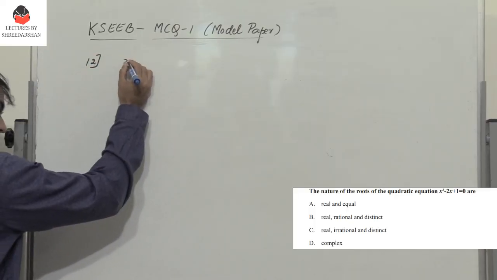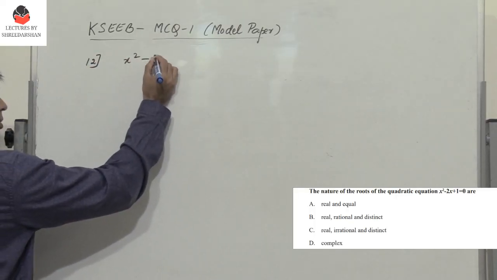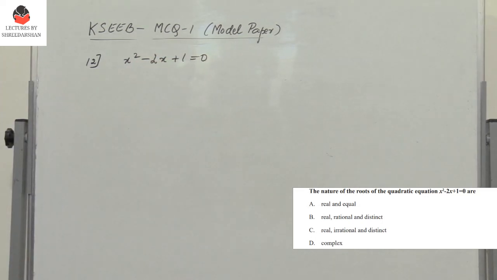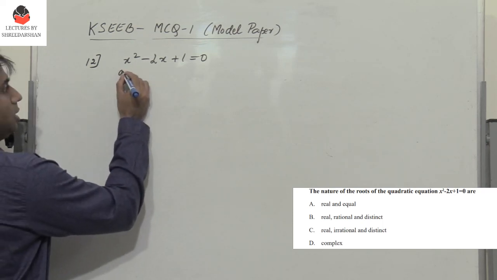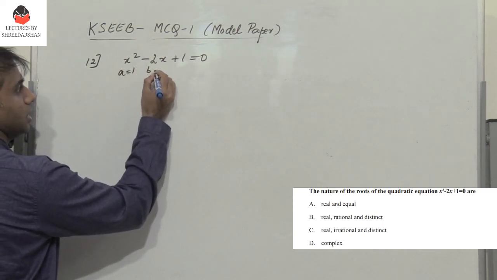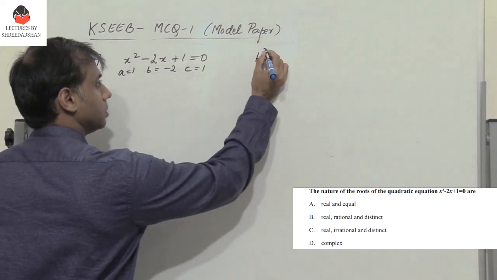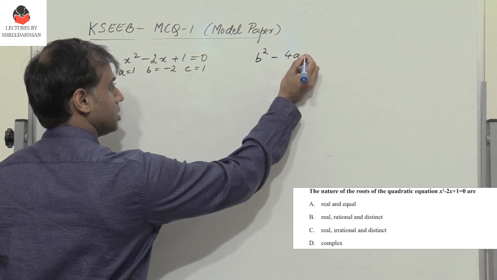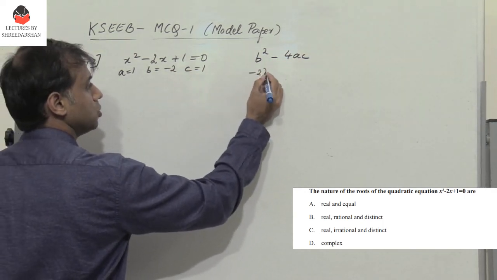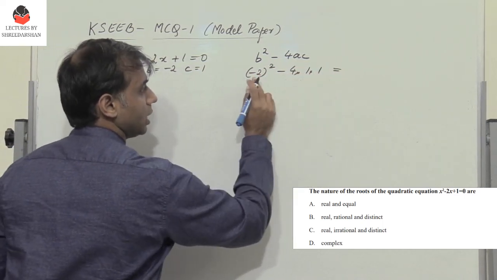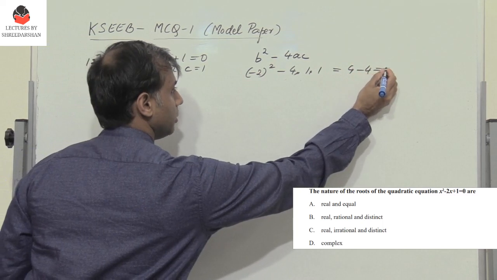Find the nature of the roots of the quadratic equation x square minus 2x plus 1 equals 0. Now to find the nature of the roots of a quadratic equation, I need to find the discriminant. Now a is 1, coefficient of x square, b is minus 2, and c is 1. Now we know that the discriminant is b square minus 4ac. So b square is minus 2 square, minus 4 into a is 1, c is 1. So we get 4 minus 4 giving me 0.